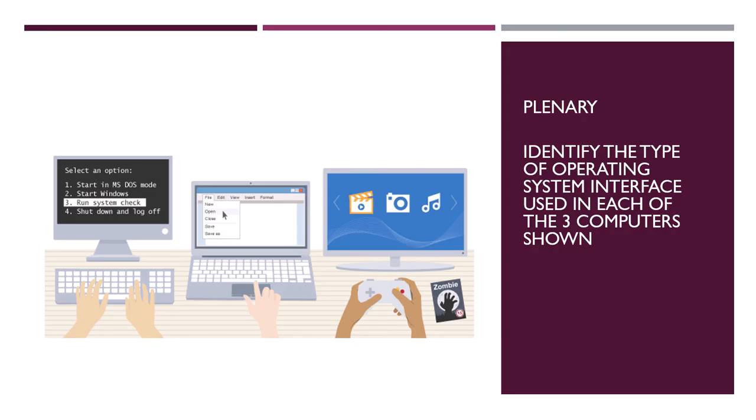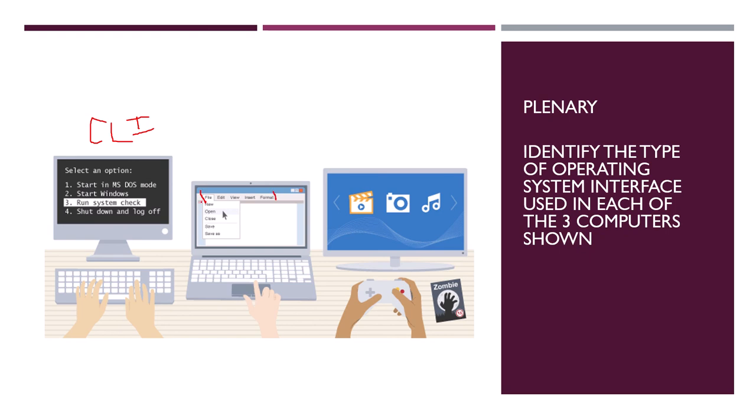As a plenary for today's lesson, let's try to identify which type of operating system interface is used in each of the three computers shown here. So look at the first one. You can see here that the user has to type in the option that he needs. There is no visual clue or icons on what is to be done. So this is definitely a black screen with typing required for the command. So this becomes CLI.